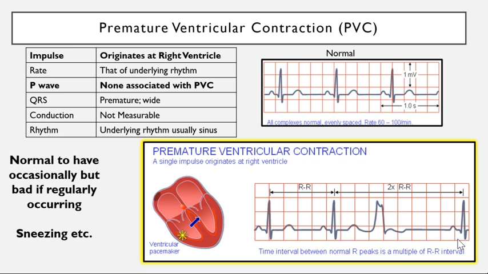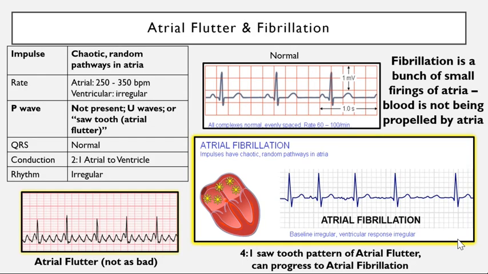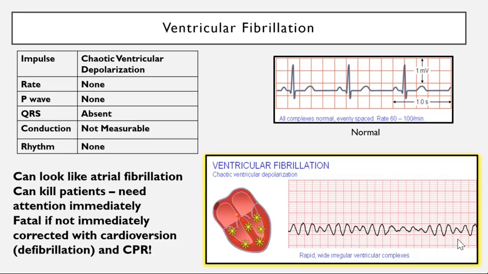What's great about these things, though, is that they all look appreciably different from each other, except for maybe atrial flutter and what we're going to be talking about next, which is ventricular flutter. But even that has a noticeable difference in that there is no QRS complex here.